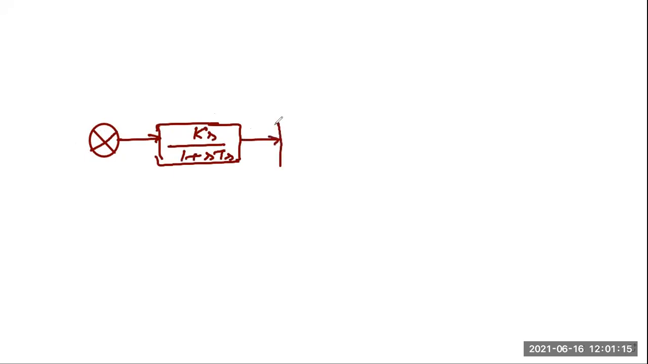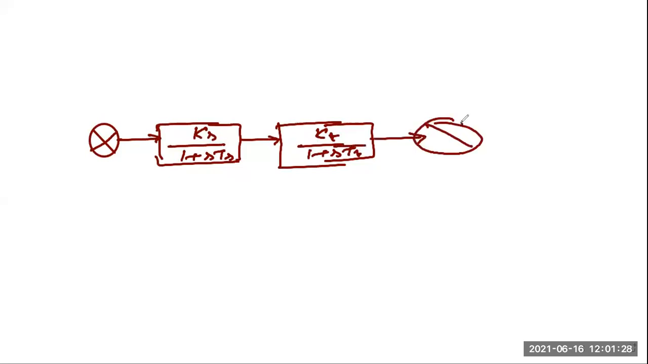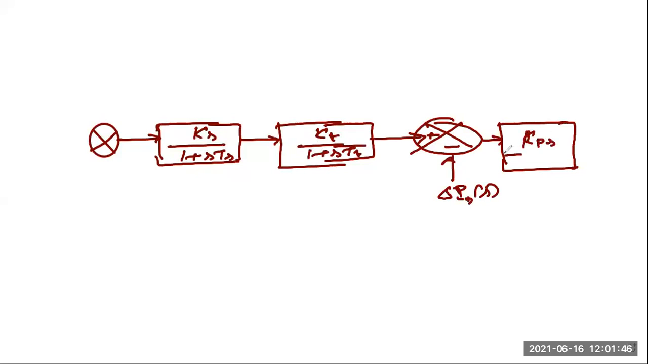After that, you have a turbine. The turbine is Kt by 1 plus STT. And thereafter, you have a generator load model. This is your plus, this is your delta PDS, and this will be your generator load model. All of them are connected in cascade. So this is your delta Fs.